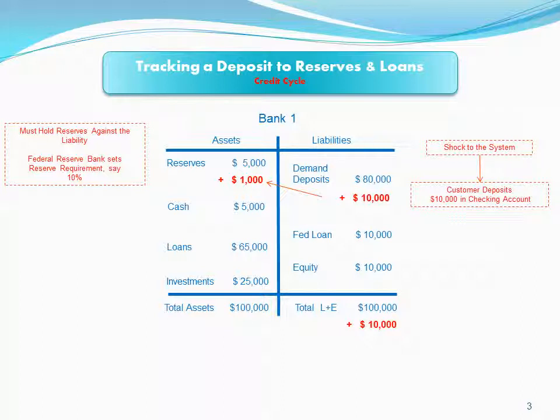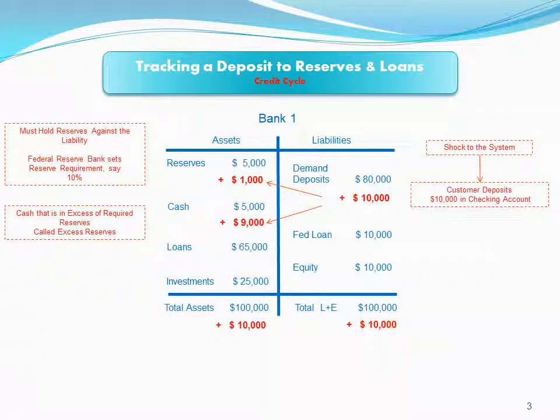The remaining $9,000 is excess. So of the $10,000 in deposits, $1,000 is set aside as required reserves, and the remaining part, before it's used, is excess reserves. It's reserved. It's not being used anywhere. So here I just have it in the cash account for $9,000. So of the $10,000, $1,000 is required and $9,000 is excess.